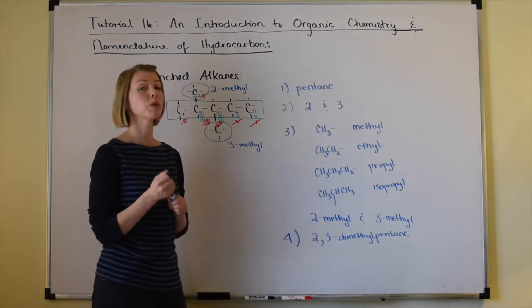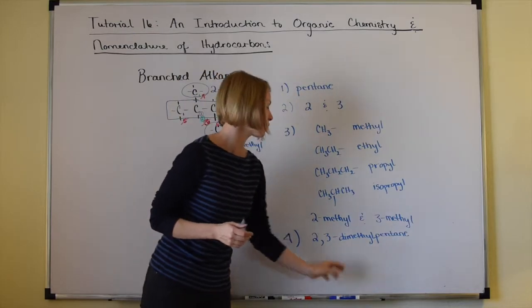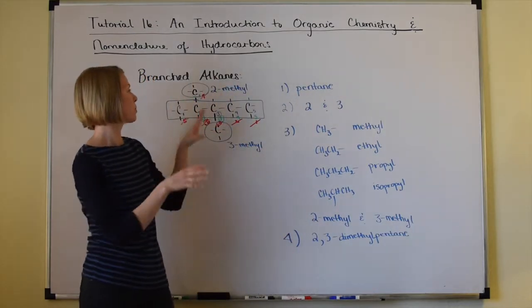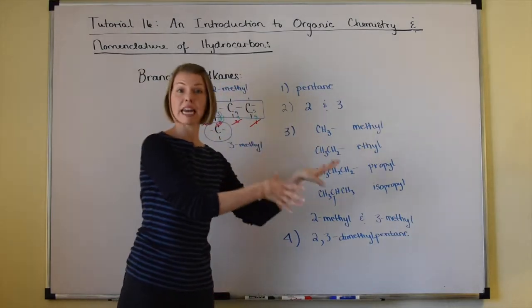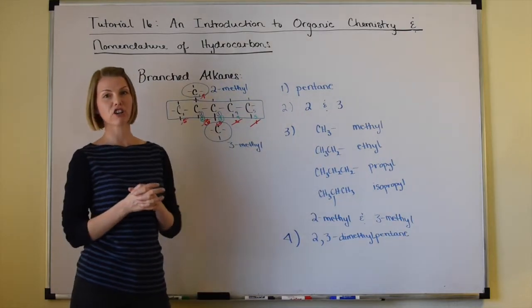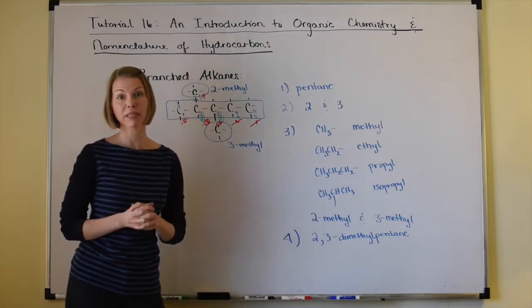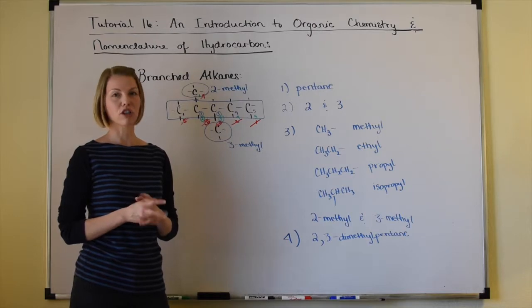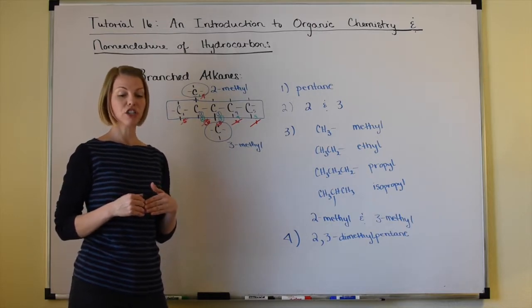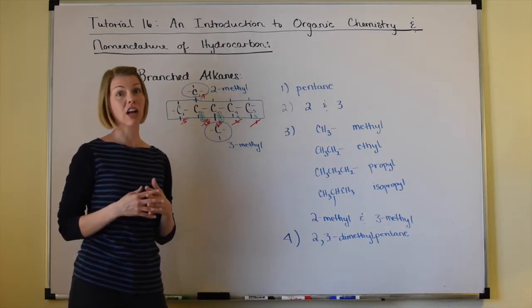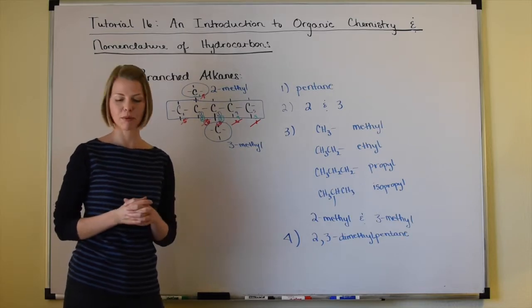Okay, so we will work lots and lots of problems going back and forth between structures and names and structures for branched alkanes in our problem set, but I don't want this to get too long, so I'm going to go ahead and move on now to the nomenclature of branched alkenes and alkynes, which is slide number 6.